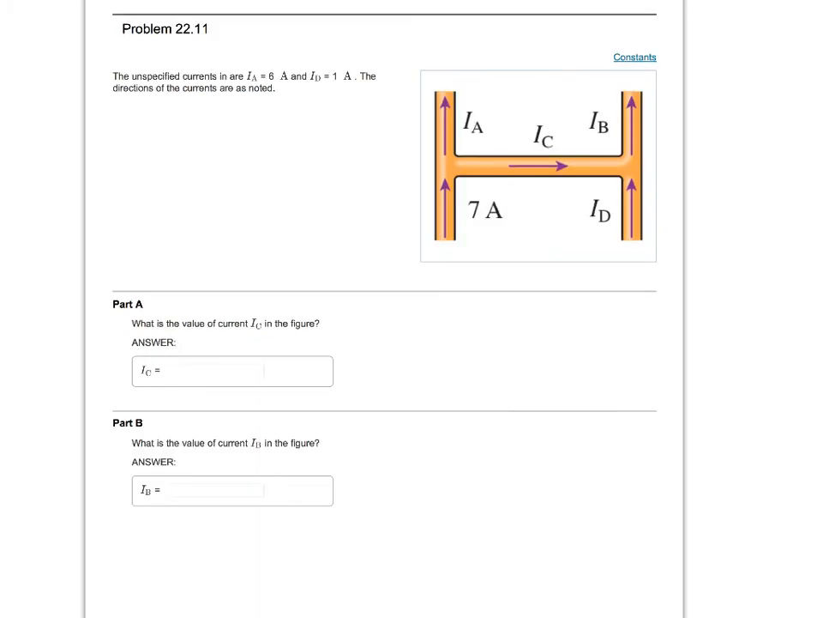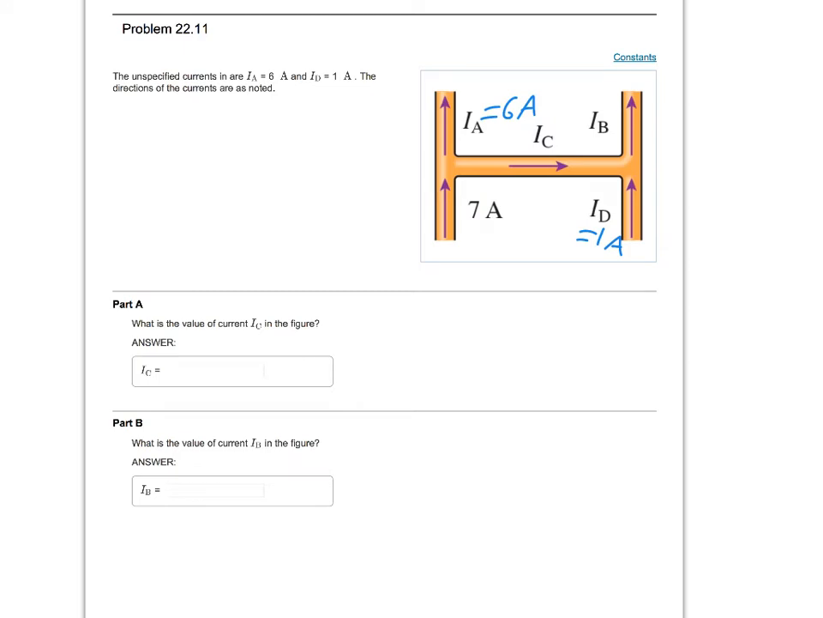For this problem here, we have some currents flowing through some wires, and we're going to make use of our junction rule, the fact that whatever current goes into a junction must be the current that leaves it. So we know that IA here is going to be 6 amps, so that means there's 6 amps flowing through this, and we know that ID here is going to be 1 amp.